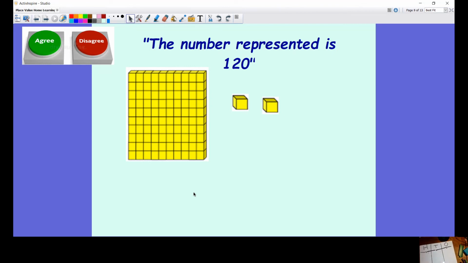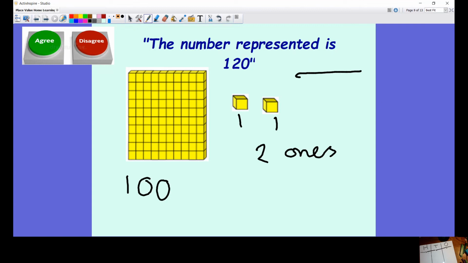Right, let's look at this. What do we have here? What's the value of this one block? It represents 100. What do these two blocks represent? One of those is equal to 1 and another one is equal to 1. So this represents 100 and 2 1s. What can we say 120 is? If we were to use our Deans, we would have 100 and 2 sticks of 10.